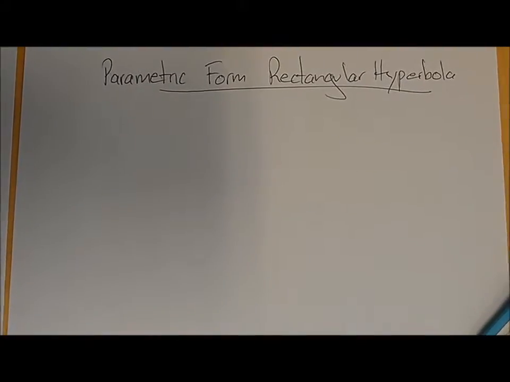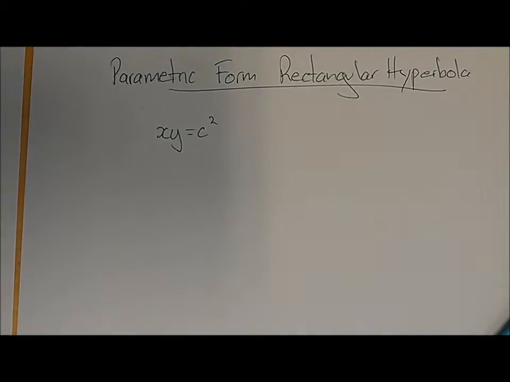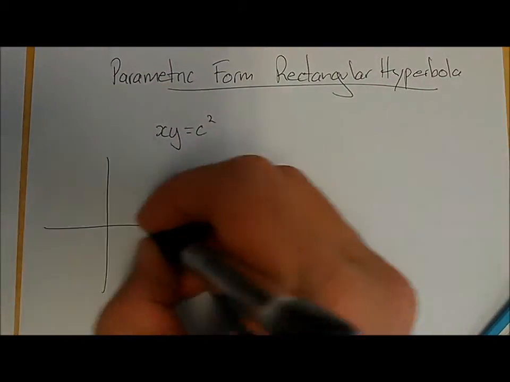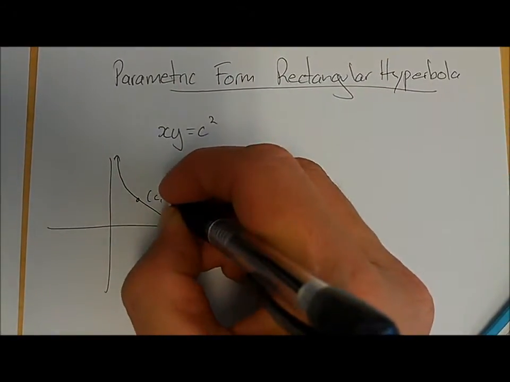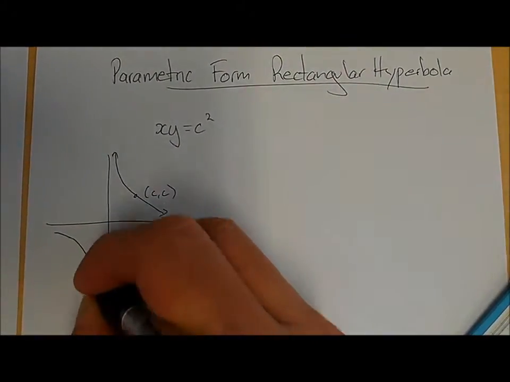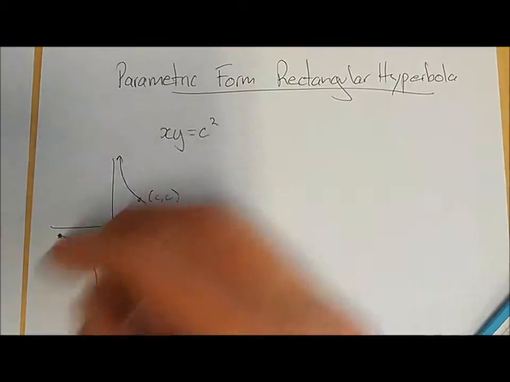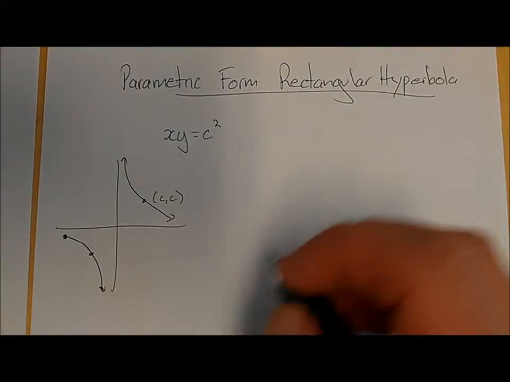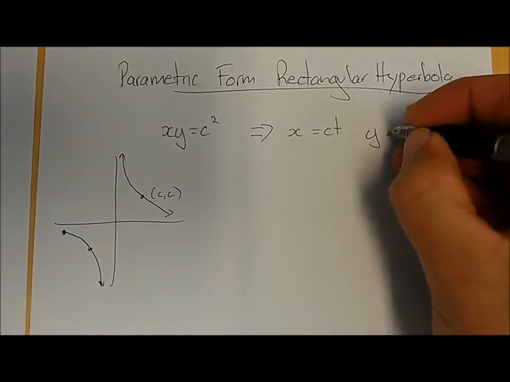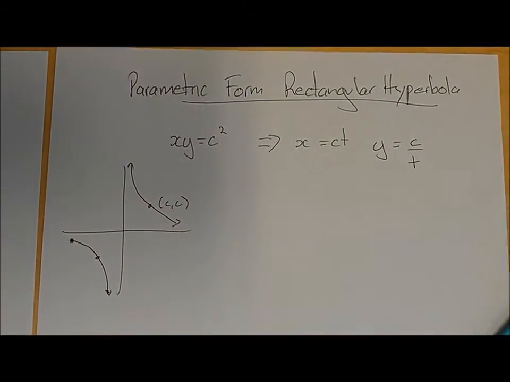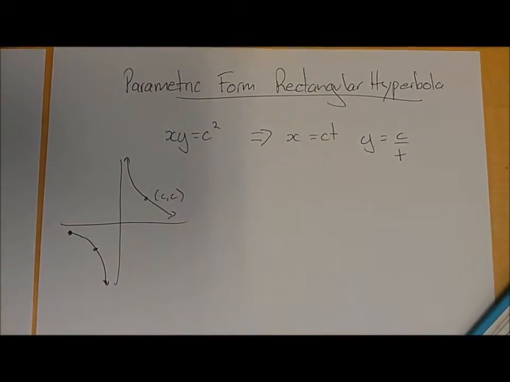The parametric form for the rectangular hyperbola xy equals c squared is where we left off. This was the hyperbola looking like this, with (c, c) being this point here. What I want is to generate a parametric form for that. The parametric form is simply x is equal to ct and y is equal to c on t. You can see that if you multiply these two together, you end up with c squared.